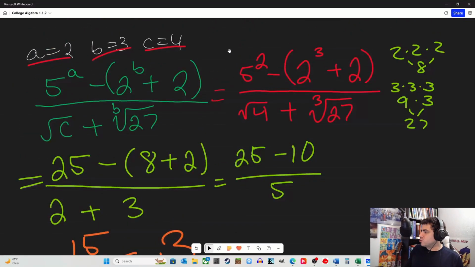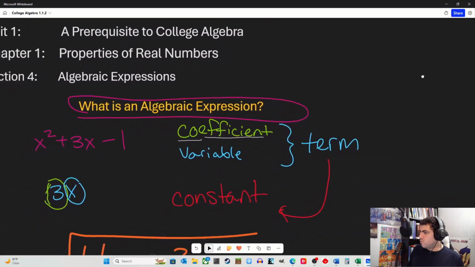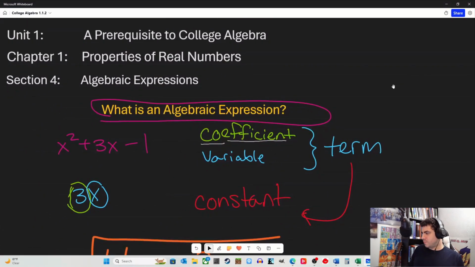That was algebraic expressions. We were talking about the parts to an algebra problem. The parts of the problem, the coefficient, the variable, understanding that the coefficient times the variable. We got to find out what the variable is, plug it in, and then you can do your multiplication, your division, and all the other terms.